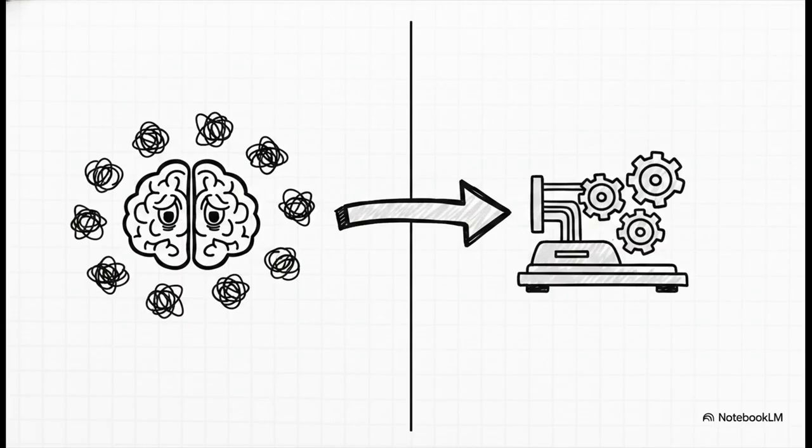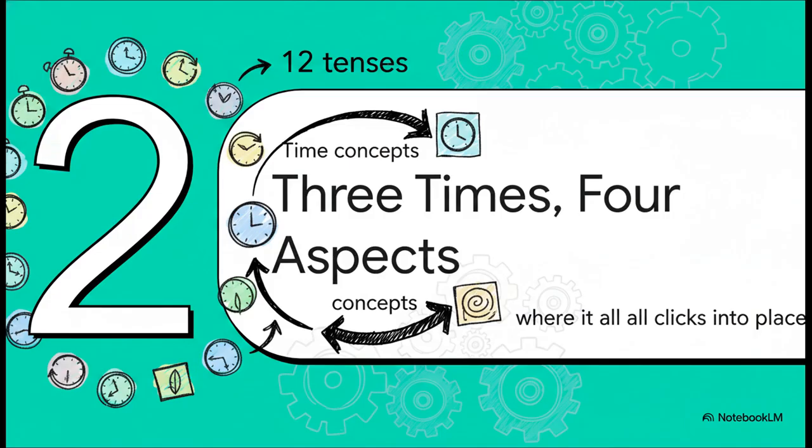We are not going to learn 12 different things. We're going to learn one simple, elegant formula that actually builds all 12 of them for you. Which brings us to the solution. 3 times 4 aspects. Seriously, every single tense is built from just these 2 core ideas. This is the part where it all starts to click.